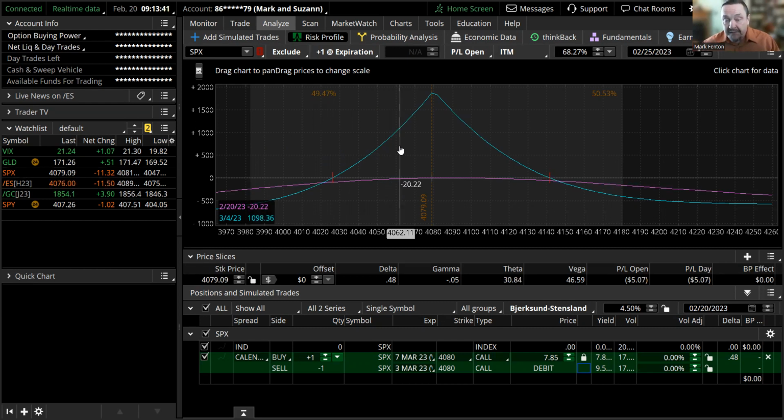And I hope you've enjoyed this basic primer on calendars. And I hope that you can go forward and practice these on paper and eventually perhaps use those in your portfolio if option trading and calendars are right for you.